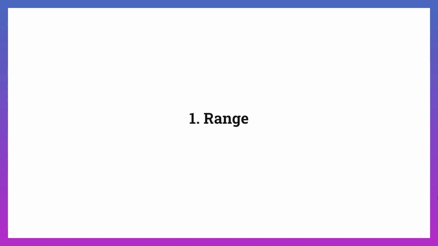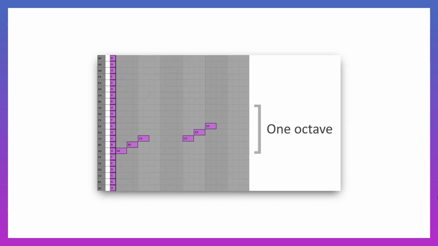First, the range of the notes. It depends on the genre, but typically the notes shouldn't span more than 1 octave. That way, most people can still sing along just fine. Also, you typically use a higher range in the chorus than in the verse.